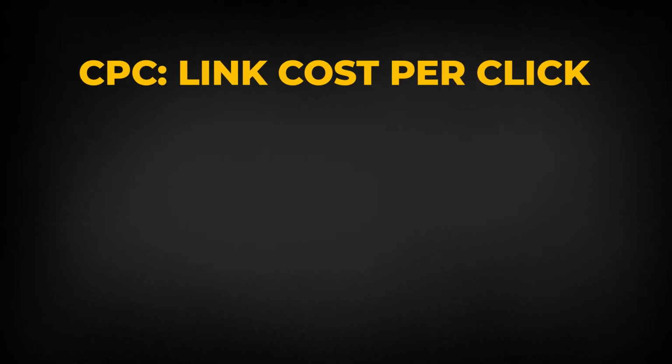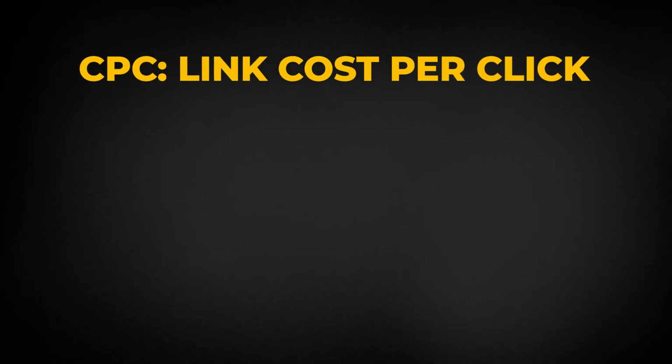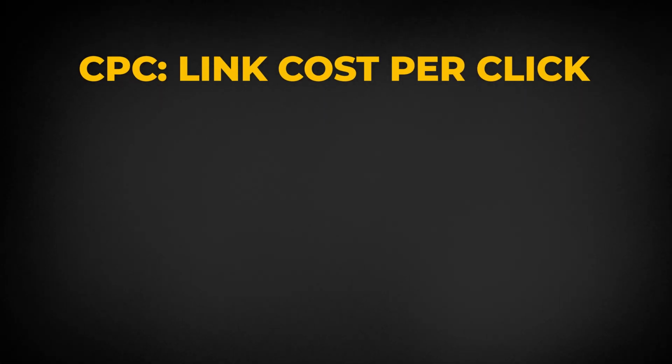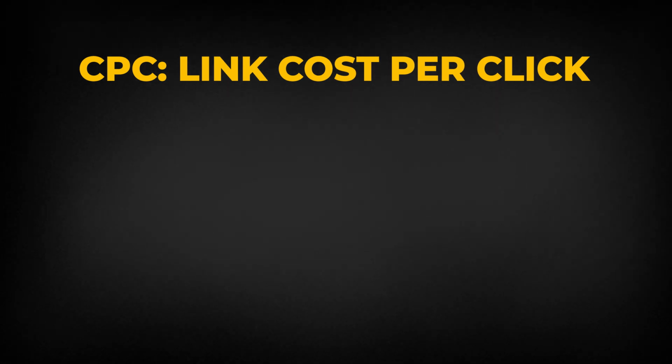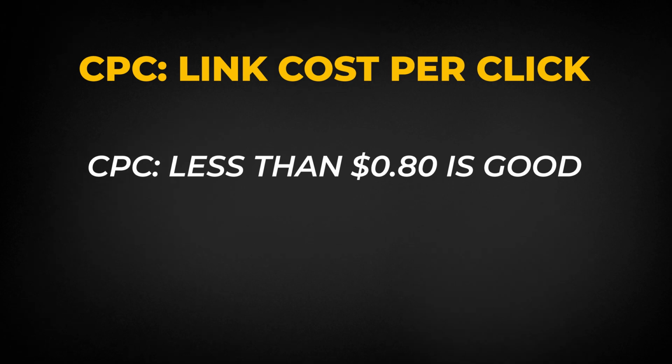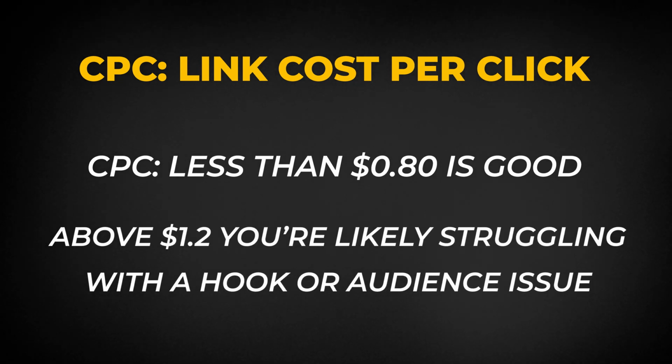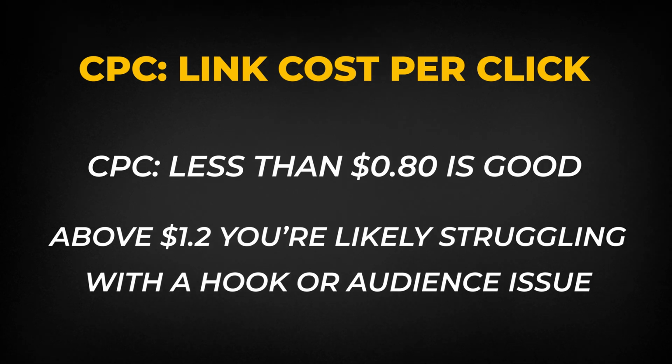Next up, you need to look at your CPC, and specifically your link cost per click. Make sure you make that distinction when you set up your columns inside the Meta Ads Manager. Here, you're ideally looking for a CPC below $0.80, 80 cents. If it's above $1.20 per click, it likely means that you're either struggling with a hook issue or you just have the wrong audience.